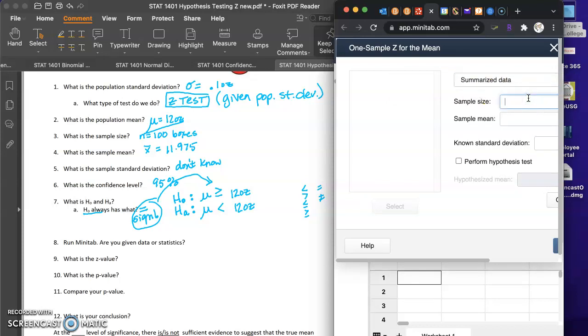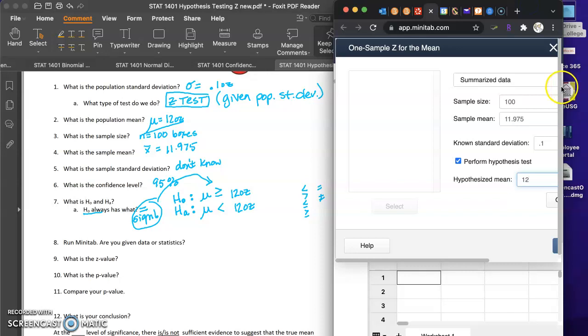Okay, then it's going to ask us what our sample size is. Remember, it was 100 boxes in our sample. Our sample mean is 11.975. That was given. The known standard deviation was given, 0.1 ounces. Okay, and don't mark the hypothesis... We are doing a hypothesis test, so you mark that. And our hypothesized mean was also given to us, and remember that was 12 ounces.